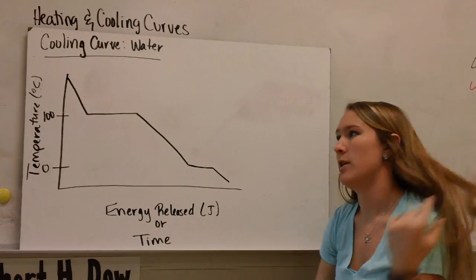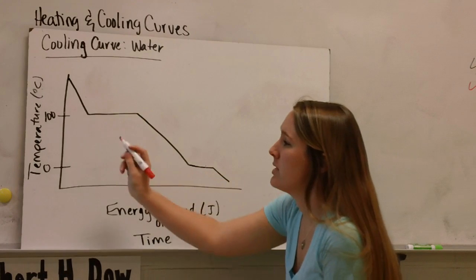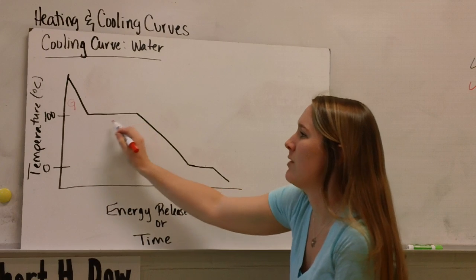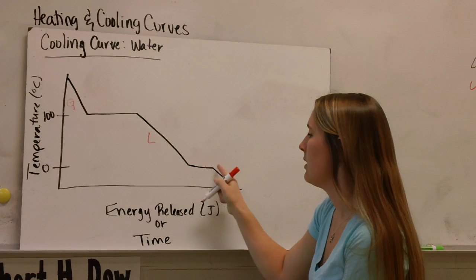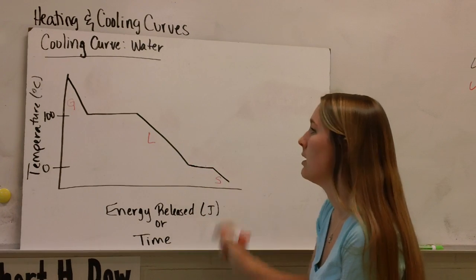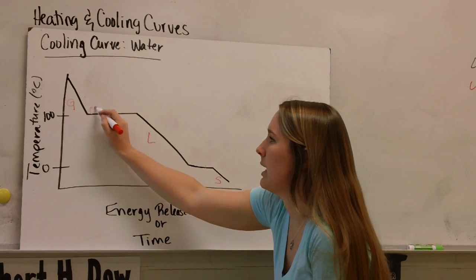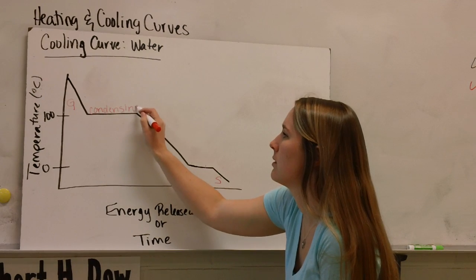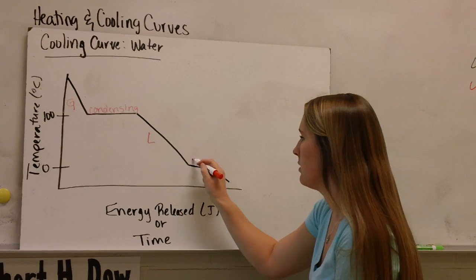Now a cooling curve, this is just going to go from high temperature to low temperature. So if I'm starting above 100 degrees Celsius, this is going to be a gas. Now my flat line is my phase change. And from gas, I'm going to go to a liquid. And from liquid, phase change to a solid. My phase change from gas to liquid is going to be condensing. And my phase change from liquid to solid is going to be freezing.